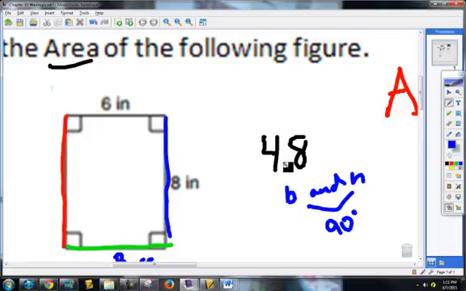So that's why finding the area of rectangles is very easy, isn't it? Because that's the definition of a rectangle. It's a special type of parallelogram that has all 90s. So wherever this meets at a 90, the two sides that are connected at that 90, those are the right angles. Does that make sense? That's why rectangles are so easy.